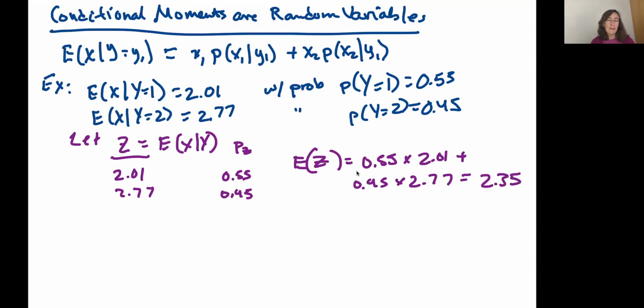Think about that number. That's kind of a familiar number. We saw that number before. That is actually the same number we got when we just calculated the expected value of x using the marginals: 1 times 0.55 plus 4 times 0.45. We got that same answer. So maybe this is a coincidence, but I'm here to tell you it's not. This is always true.